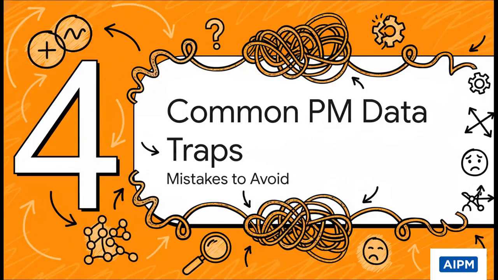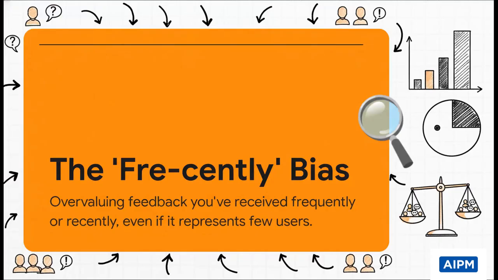Now, this framework is powerful, but it's not exactly foolproof. Let's talk about a few of the classic data traps that even really seasoned PMs fall into from time to time. Trust me, knowing these will save you a world of hurt down the road. First up is what I like to call the frequency bias. This is so easy to fall for. It's when you give way too much weight to feedback just because you've heard it frequently or recently.